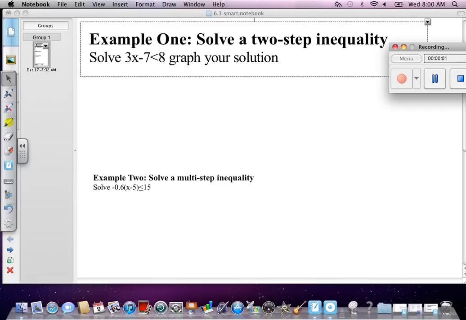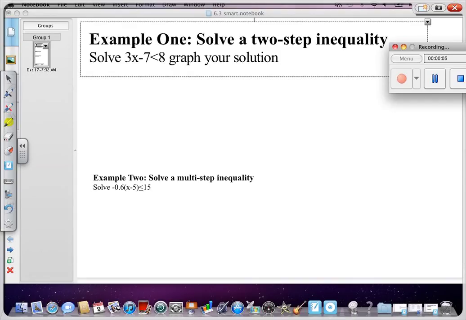All right, ladies and gentlemen, we're looking at 6.3, solving multi-step equations. Okay, so we're going to use both things we learned on Monday and Tuesday. We're going to get rid of addition or subtraction and then get rid of multiplication or division.